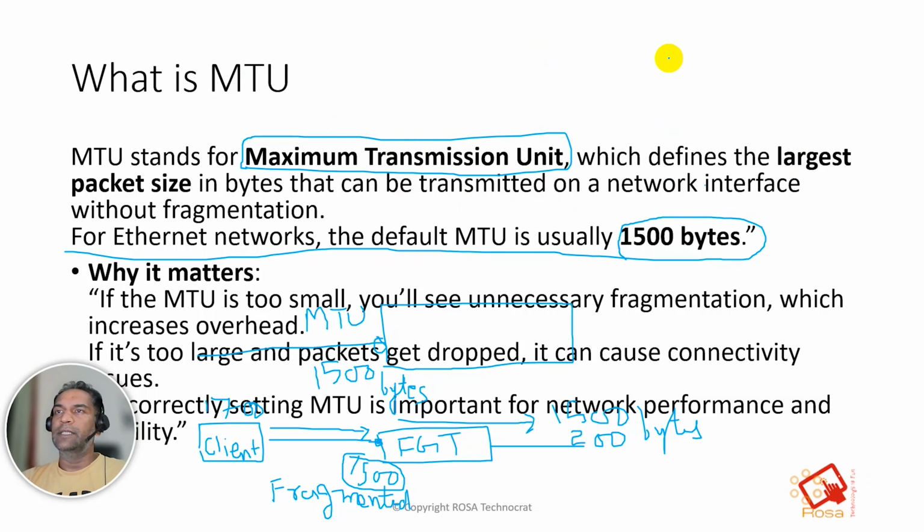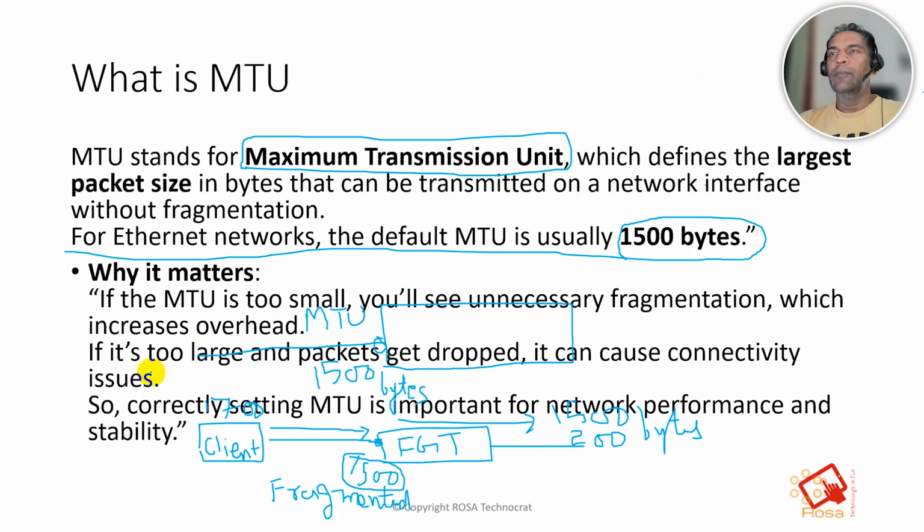Why does it matter? If the MTU is too small, you will see unnecessary fragmentation, which increases the overhead on the device. And if it's too large and packets get dropped, it can cause connectivity issues. So correctly setting the MTU is important for network performance and stability. If all your devices support bigger sizes, then it's better to go for a bigger MTU instead of just staying on the default ones.